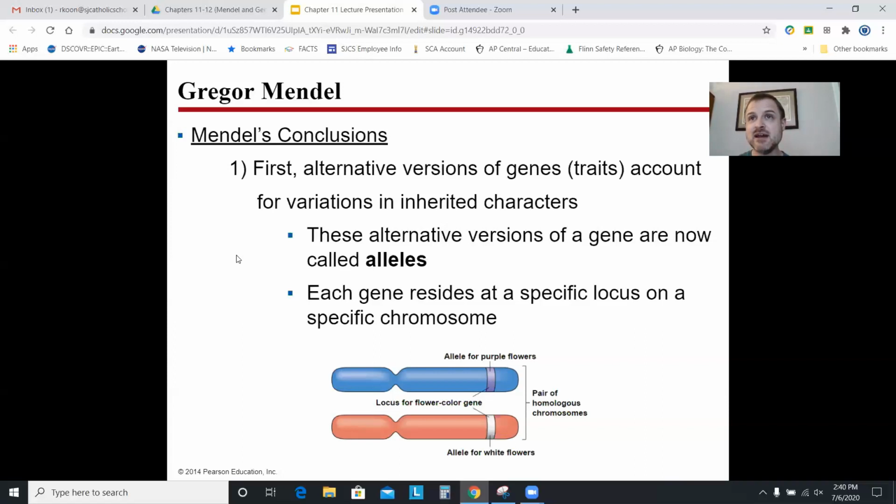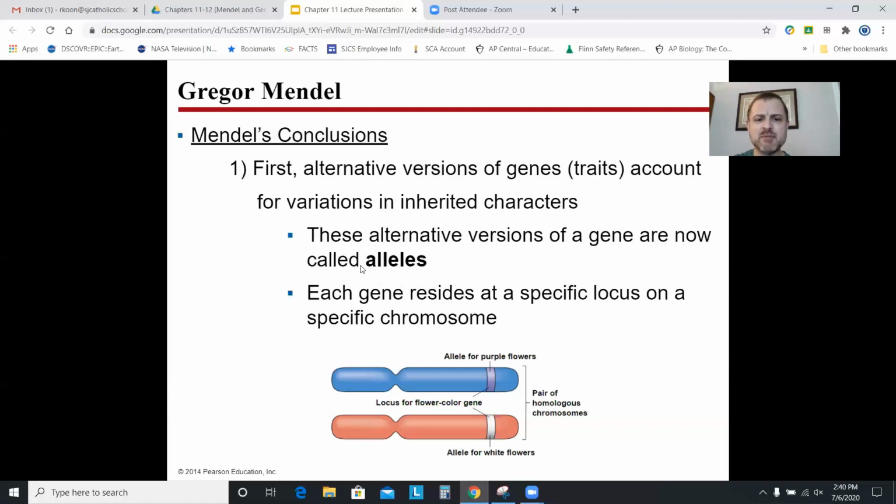And he's appreciated much, much later, long after he's dead. So his first conclusion: there are alternative versions of genes. He didn't use the word genes, but we do, which account for variation. These alternative versions are called alleles. This is a word that you've probably seen before in maybe ninth grade bio, but we haven't seen it so far in AP bio. You need to know this word, alleles.